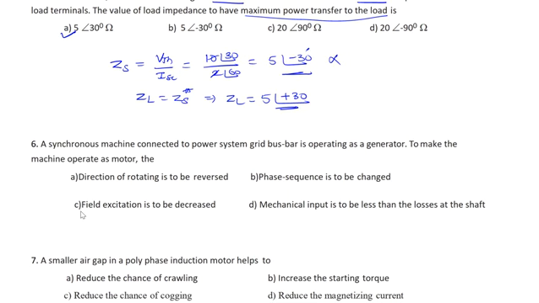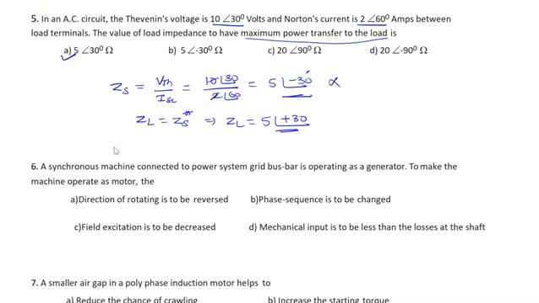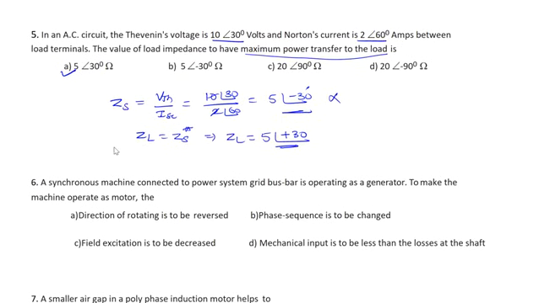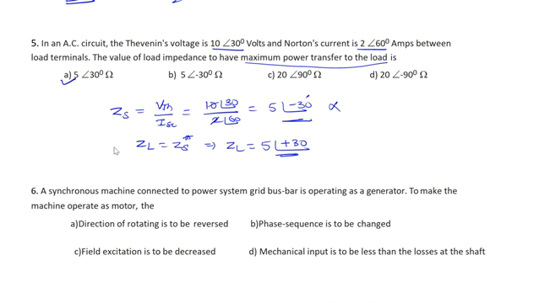Okay, next one. A synchronous machine connected to a power system grid bus bar is operating as a generator. To make the machine operate as a motor, what is the necessary step here? Generally, in case of an alternator, which will have excitation, it is connected to the bus bar. Okay, bus bar means constant voltage, constant frequency.